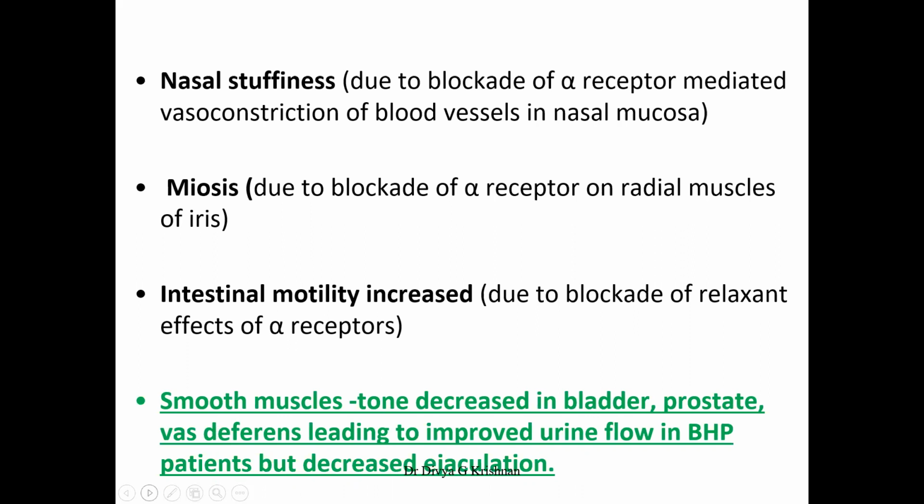You already know what happens in benign hypertrophy of prostate. Patients do have difficulty in passing the urine. And because these alpha blockers have the ability to decrease the tone of the bladder by blocking the alpha receptors, it can be used for BHP.